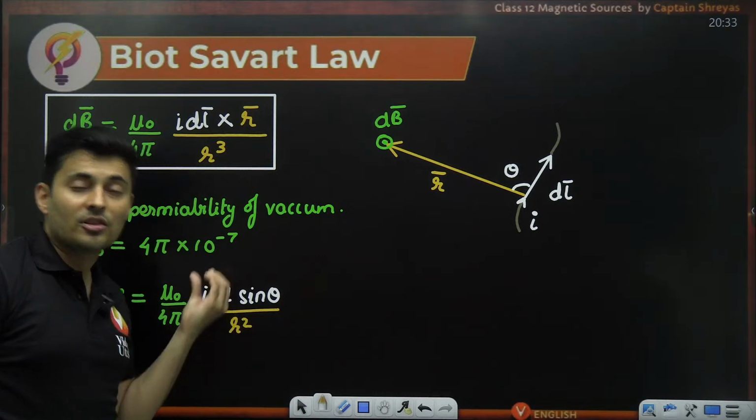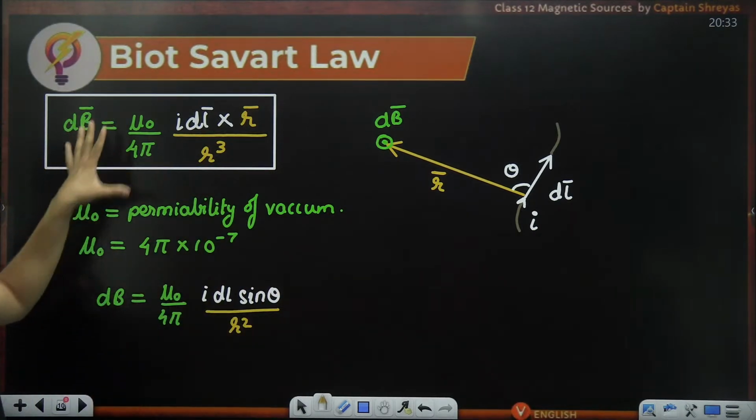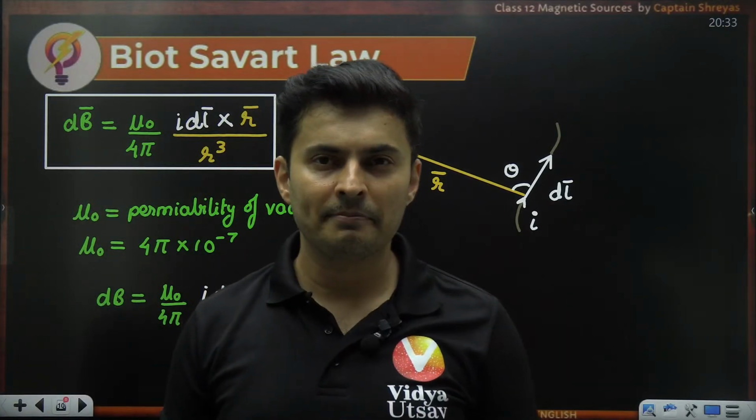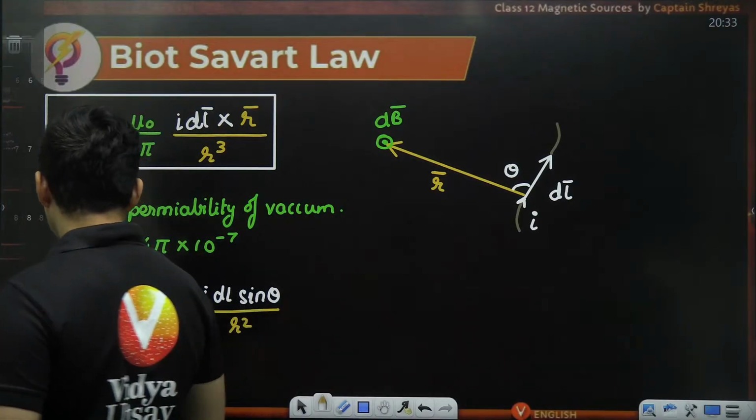So that's why r square is left. Is this clear? So this is the magnitude, this is the direction. Better to remember this because this gives you the complete picture. Okay, fair enough, everyone? Great.